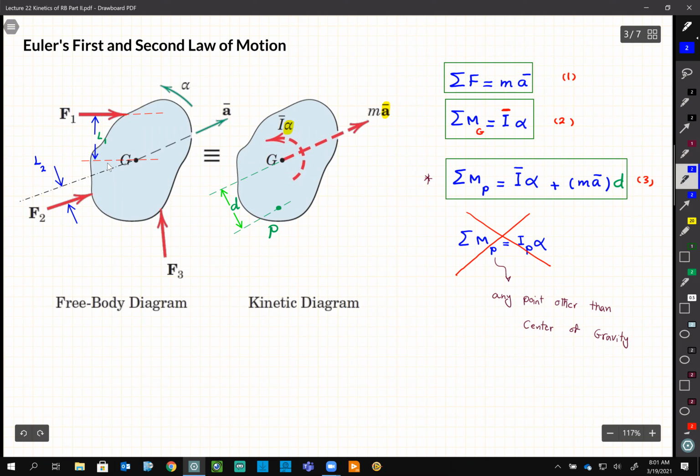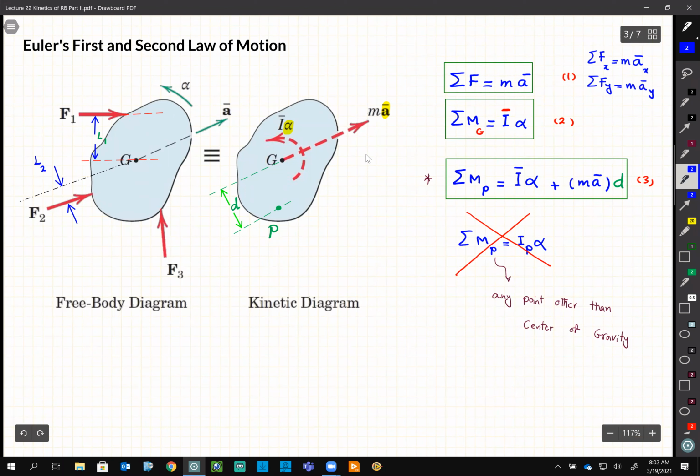And like always, similar to Newton's law, you can break this one down to the sum of the forces in x equal to m a bar x, the sum of the forces in y equal to m a bar y, or any other direction. It doesn't have to be x and y, it can be t and n, or anything else.